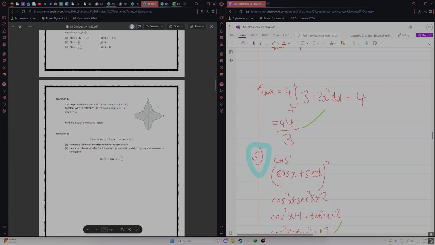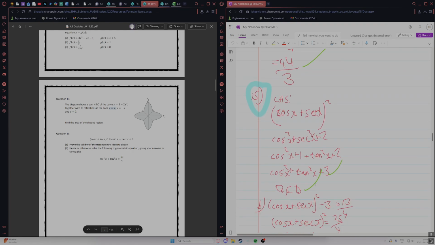Next question. These are the only two really difficult questions, or the most difficult questions in the section, by far. So what I did here: this first part was pretty easy actually. You just expand, and yeah, you literally just expand it.